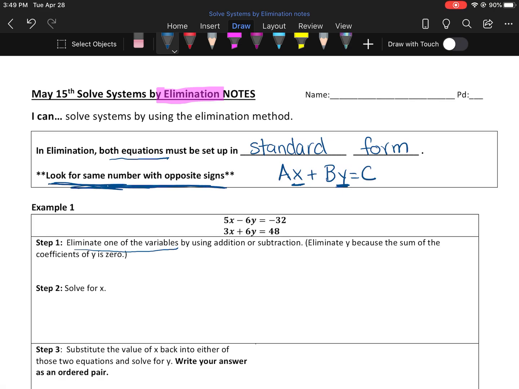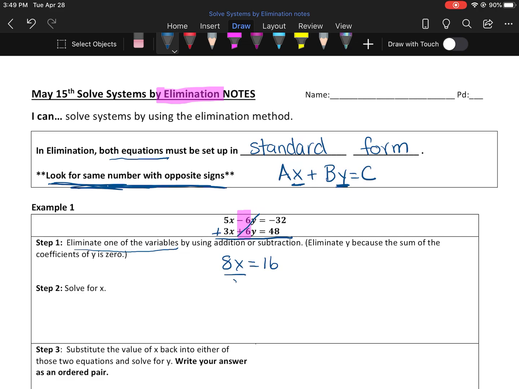5 and 3, not opposites. But 6 and -6, we've got opposites right here. Awesome. What that means is this adds up to 0. So I'm going to cross them out, eliminate them, and add everything else together. 5x plus 3x gets me to 8x. -32 plus 48 gets me to a positive 16.